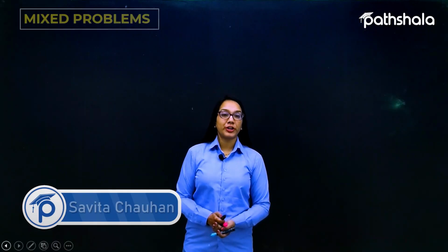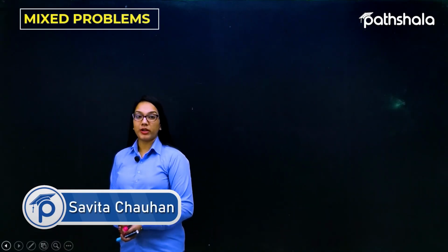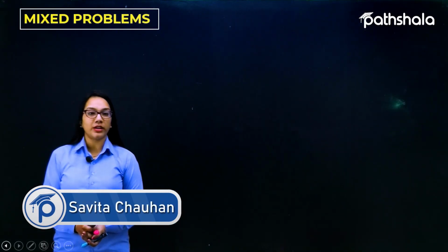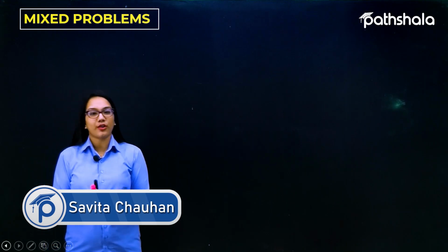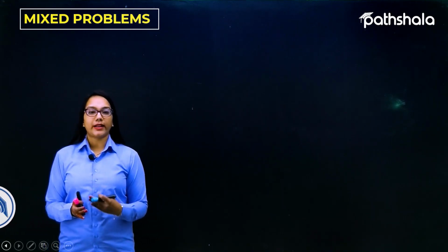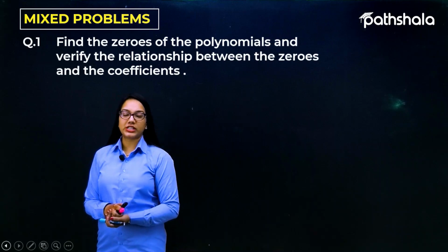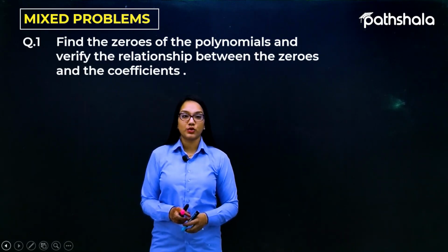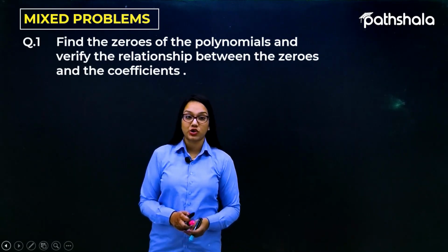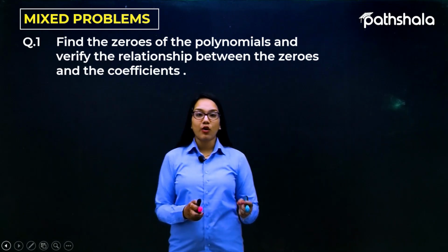Let's just move on further and talk about some of the mixed problems which are totally based on the relationship between the zeros and the coefficients of a quadratic as well as the cubic polynomial. So let's just start with question number 1. It says find the zeros of the polynomials and verify the relationship between the zeros and the coefficients.